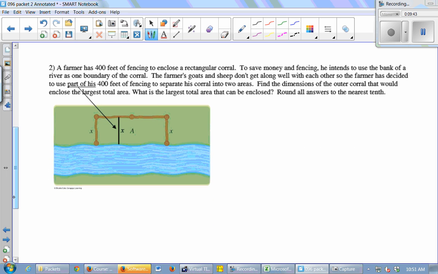In number 2, we have a farmer, 400 feet of fencing, blah, blah, blah. They're asking what is the largest, right? Largest is just another word for biggest. This is another key word for find the vertex. So when you're asked for largest, smallest, biggest, highest, lowest, you're typically finding a vertex of a parabola.